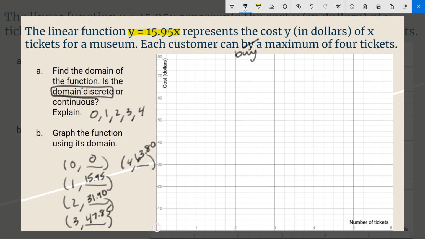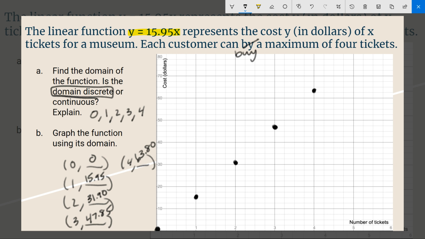So 0 is going to be down in the corner over here. 1 ticket and $15.95. So here's 10. Here's 15, halfway between. So I'm just going to go a little over where 15 would be. 2 tickets is $31.90. So I'm going to go a little over 30. 3 tickets was our $47.85. So here's 40. Here's 45. $47.85 is somewhere over here. And then for 4 tickets, the cost is $63.80. So 60, that's 65, let's say 63.80 is right there.